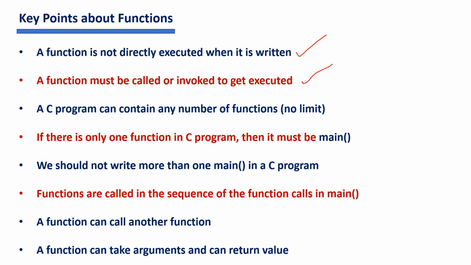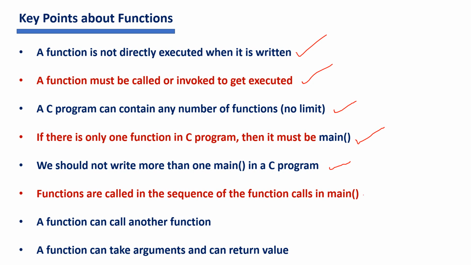A C program can contain any number of functions. There is no limit on the number of functions that we can write. Next, if there is only one function in a C program, then it must be the main function. Next point, we should not write more than one main function in a C program. Why? Because main is the entry point in the C programming language. If you write more than one main function, then there will be ambiguity about which main function to call.